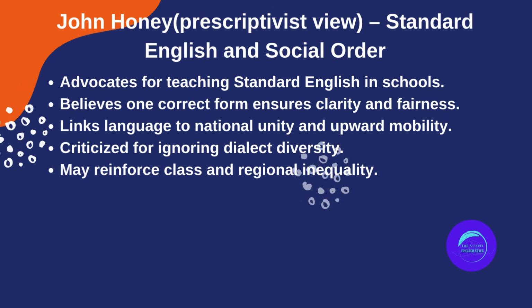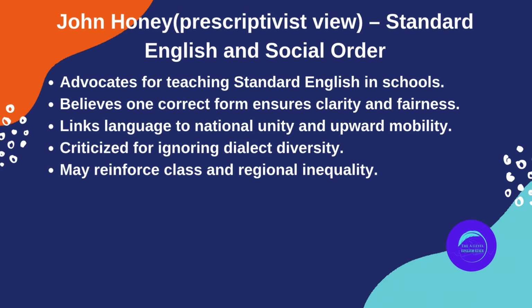John Honey was a strong advocate of Standard English. He believed that having one correct form of the language promotes clarity, national unity, and upward mobility. He argued that schools should focus on teaching Standard English to help everyone compete fairly in society. However, his views were controversial. Critics argue that Honey's approach ignores the richness of dialects and unfairly disadvantages those who don't speak the standard variety. Instead of creating fairness, it can reinforce class and regional inequalities.